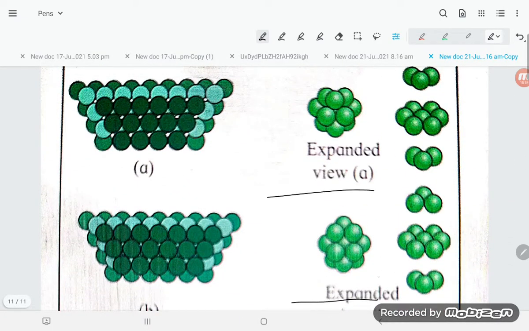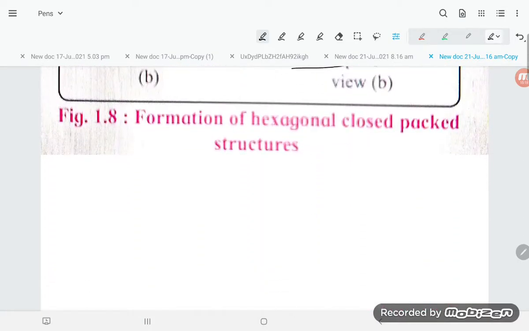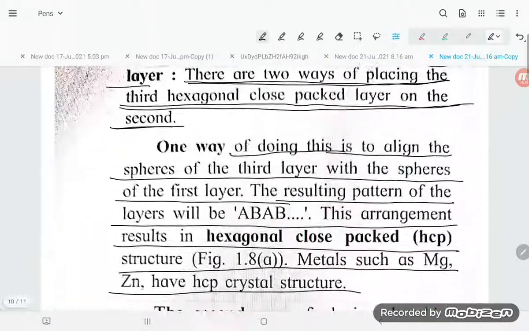Expanded view is like that. So this is all about the close-packed structures in solids.